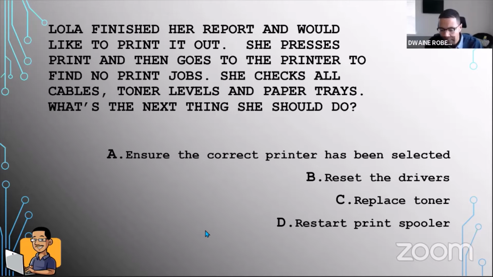That's another thing, gang. On the actual exam, a lot of the questions are scenario based. So maybe not what is this, what is that, but something broke, how do you fix it, steps to things. A lot of the stuff is pretty much going to be in a story format or scenario format. So Lola did all that stuff and she still doesn't have anything printed out. Out of those options down there, what do you think the next thing she should do? She went through all the cables, checked the toner levels and the paper trays. All that was cool. What's the next thing you think she should do?